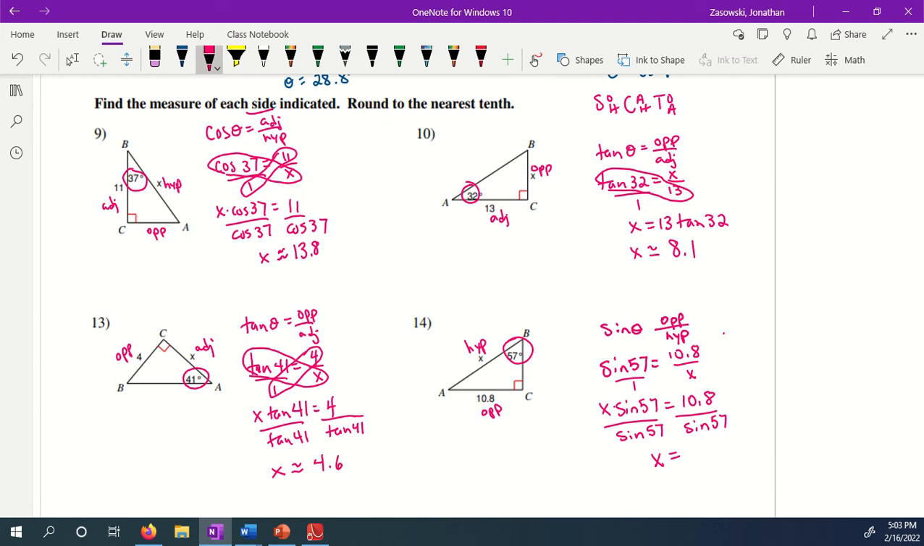And then last but not least, our first instance of sine here today, opposite over hypotenuse. So sine equaling opposite over hypotenuse, sine of 57 equals the opposite 10.8 over x. Cross multiply again, it's x times the sine of 57, okay? And then divide out by that sine of 57 to end up with a final answer of 12.877. So since the second number is a 7, it does round up to 12.9. Okay? Any questions? Let me know, but those would be the answers to the first page here.